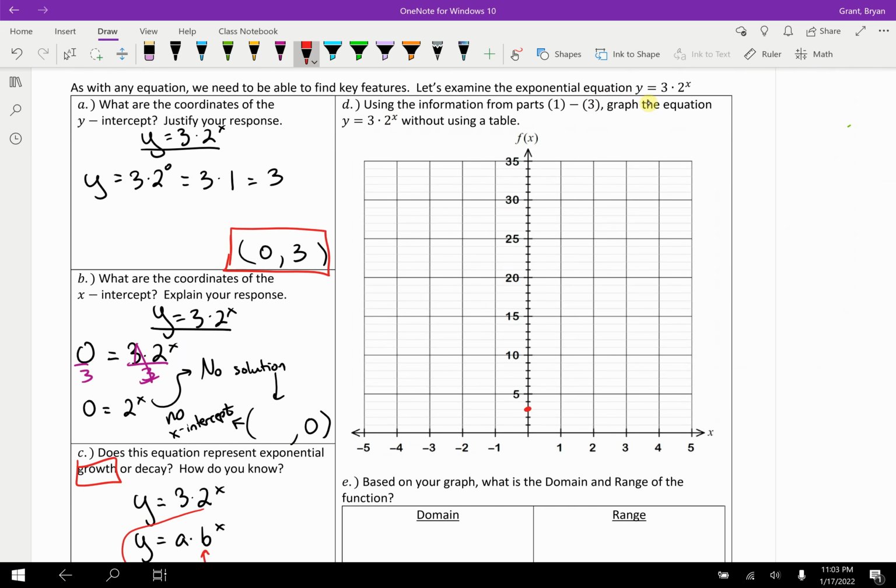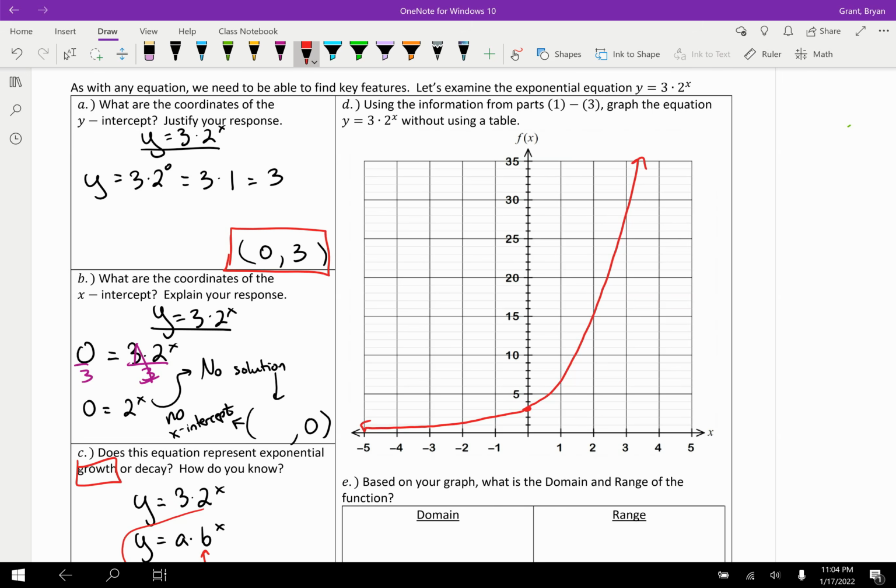Using the information, graph the equation y equals 3 times 2 to the x without using a table. Well, we need A, we have our point. We need to know B, and that we never get to the x-axis. And C tells us our equation is growth. Putting that all together, it tells us we are going to grow, and this doesn't have to be perfect here. It's up to you. You can be as perfect or as imperfect as you would like. It's going to grow, and then it's going to get closer and closer to the x-axis.